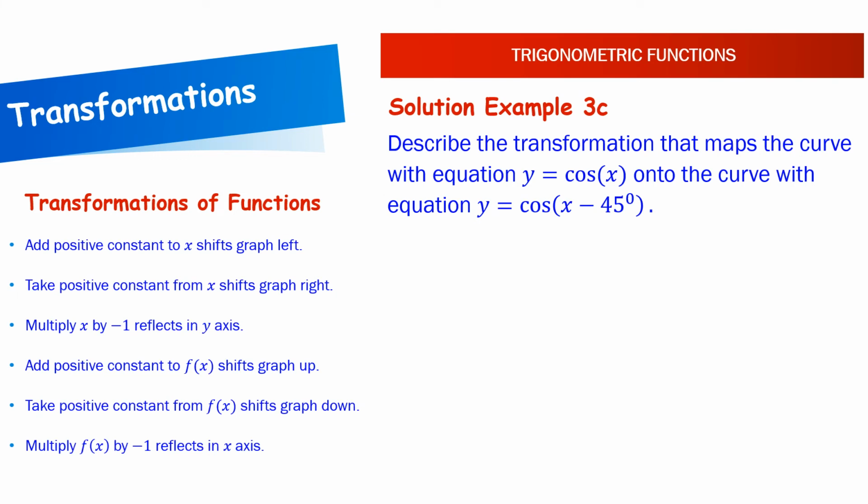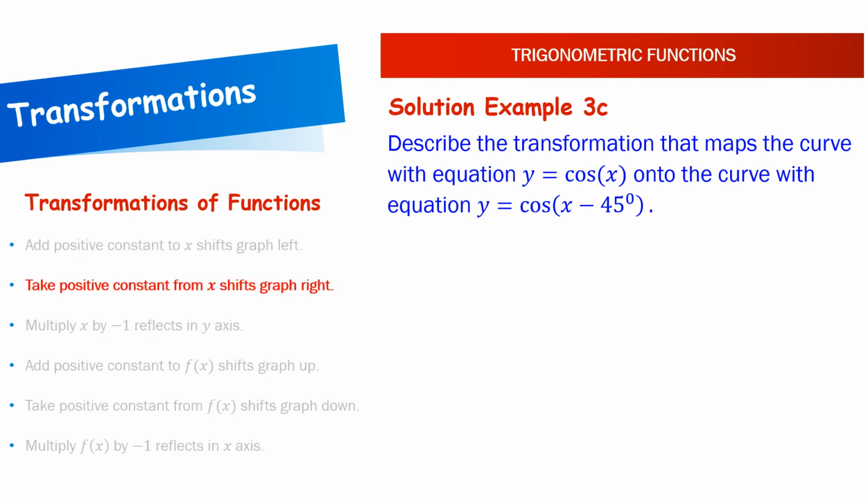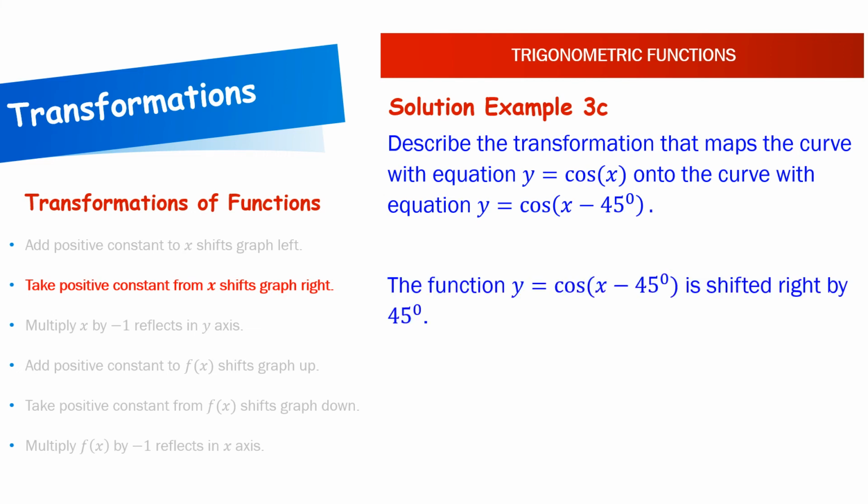Now for example 3c, we are required to describe the transformation that maps the curve with equation y equals cos x onto the curve with equation y equals cos of x minus 45 degrees. Here we've taken a positive constant from x, so therefore the graph is going to shift right. The function y equals cos of x minus 45 degrees is shifted right by 45 degrees.